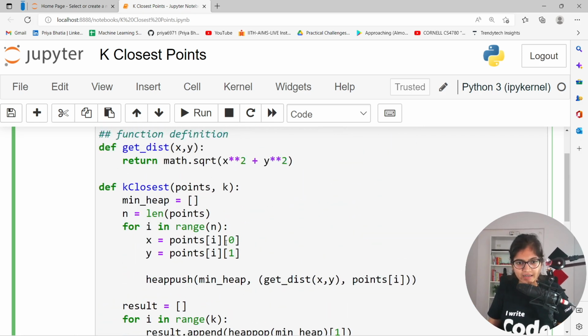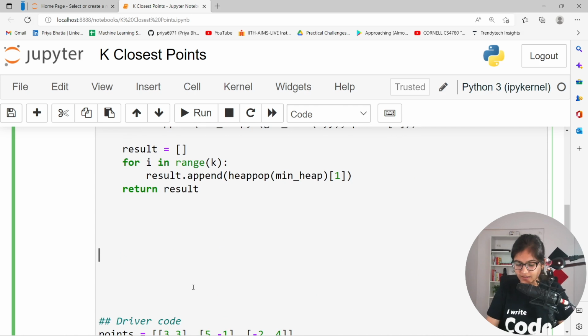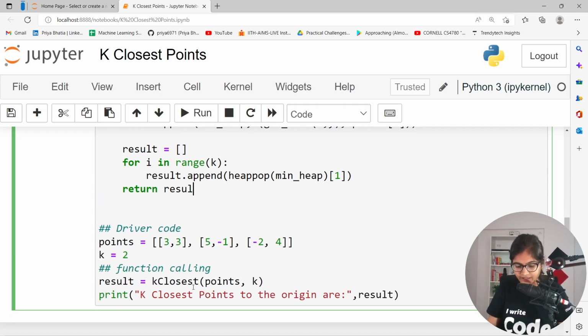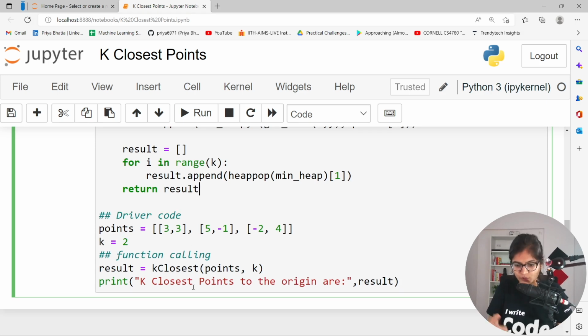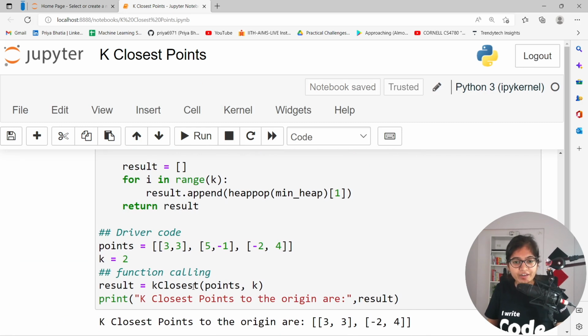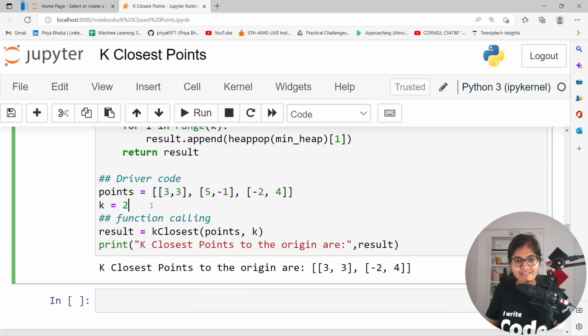This is fine. I think we are good to go. Let's see what we are getting. If there is some error, we will try to resolve it at that instant itself. Perfect. So here, if you observe, when I say k is equal to 2, it gives me the output as 3, 3 and minus 2, 4. This is what we are expecting.